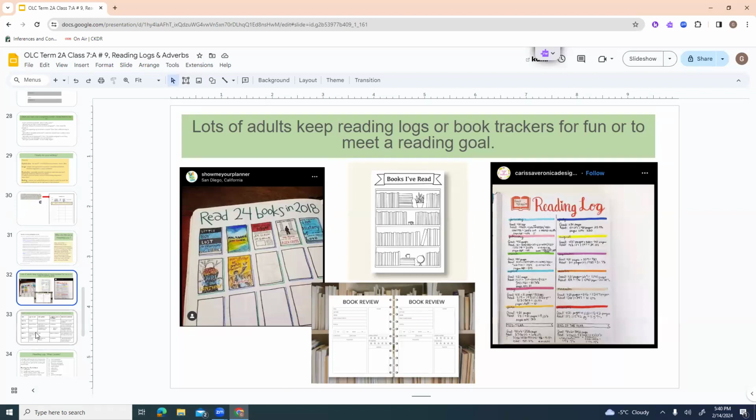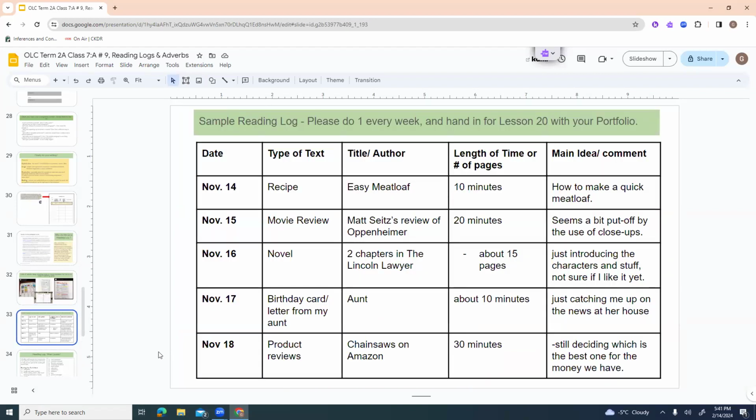Okay, so here is a filled out one. If you can, try to fill one out every week, especially if you're in the radio Zoom course. If you're doing this in 9 weeks, try to fill one out Friday or Saturday.